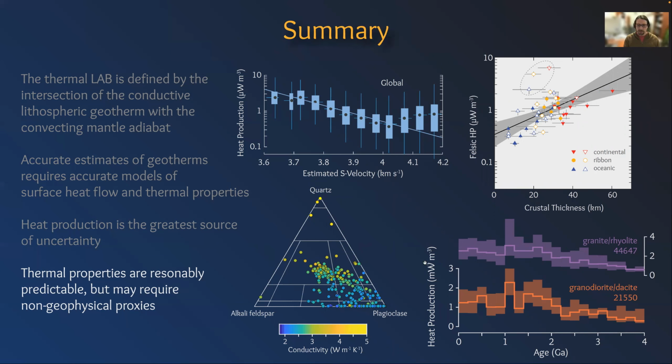And as a result, we may not be able to get as precise an estimate of heat production as we may like in the end. But if we can measure ages at the surface, we may be able to make some estimates of ages at depth. And if we have some estimate of the way compositions vary at the surface, that may give us some indication of the way composition varies with depth.